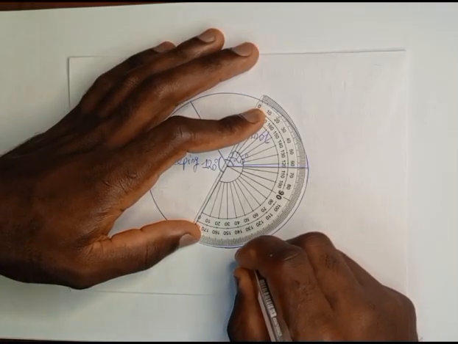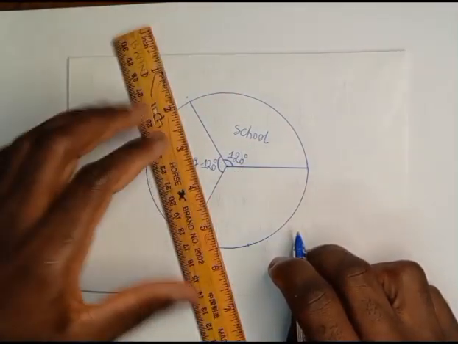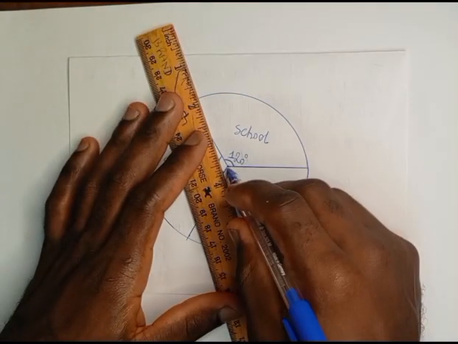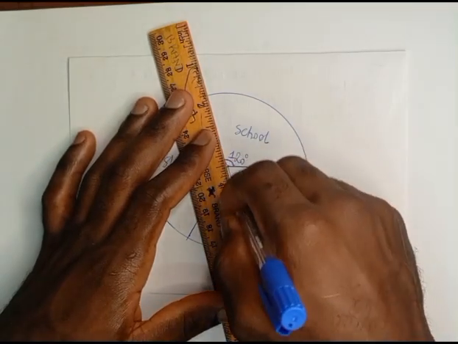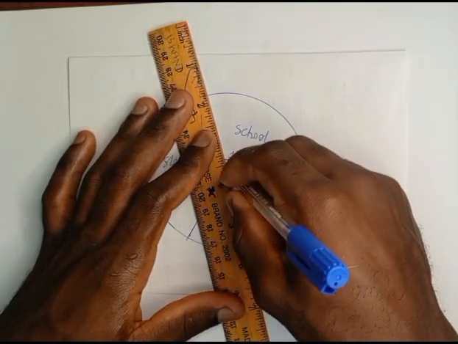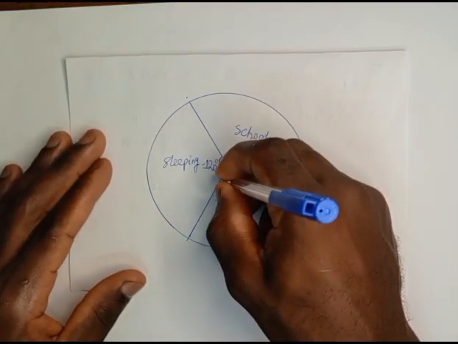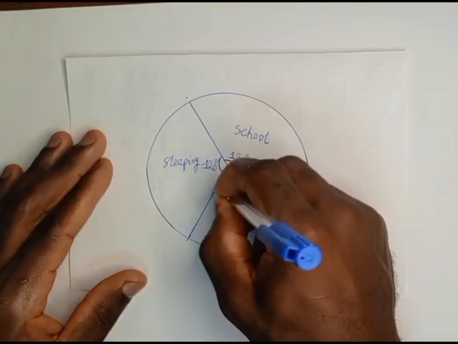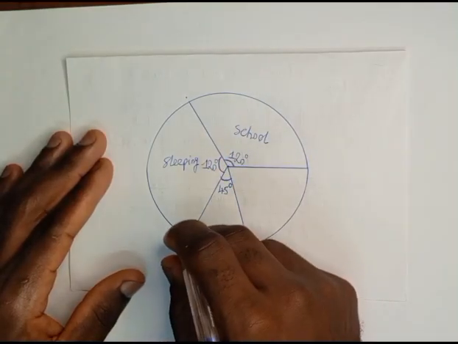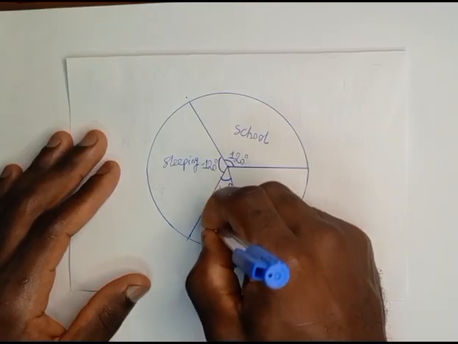Then we draw the radius of this circle. That is from the center to this point on the circumference. We represent the angle. This angle is 45 degrees, which is for homework. We write here homework.